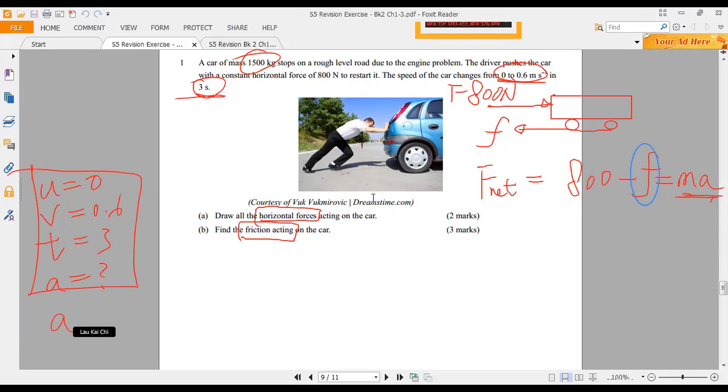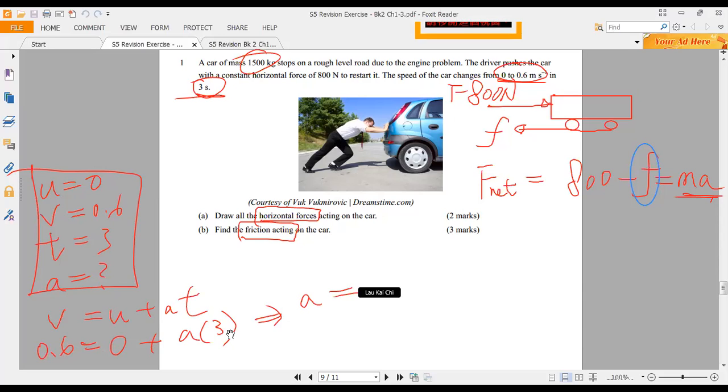Okay, A, you're looking for this, right? V is equal to U plus AT. Sorry, it's V, I made a mistake again. So 0.6 is equal to 0 plus A times the time, which is 3 seconds. So A is equal to 0.6 divided by 3, which is 0.2 meter per second squared.